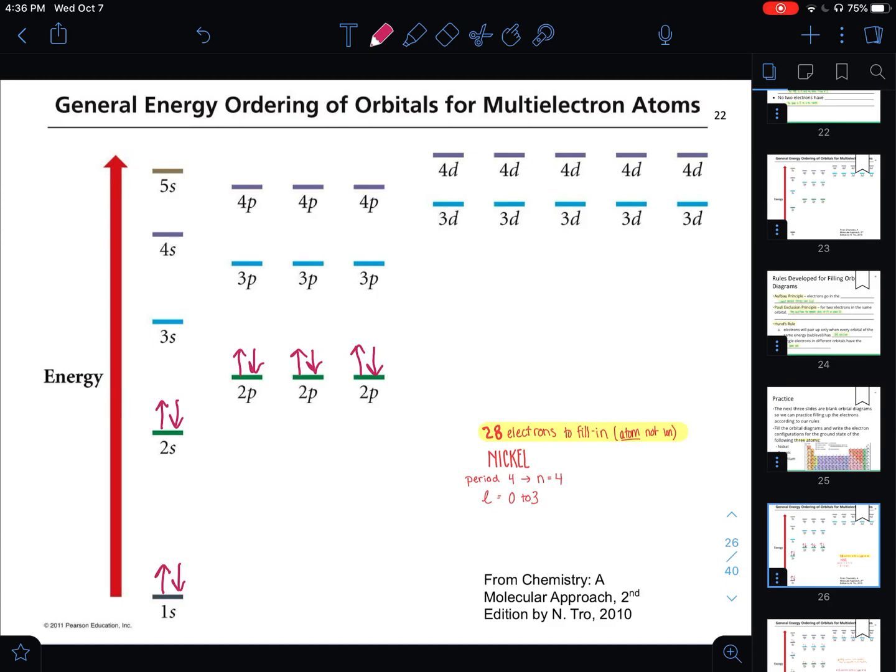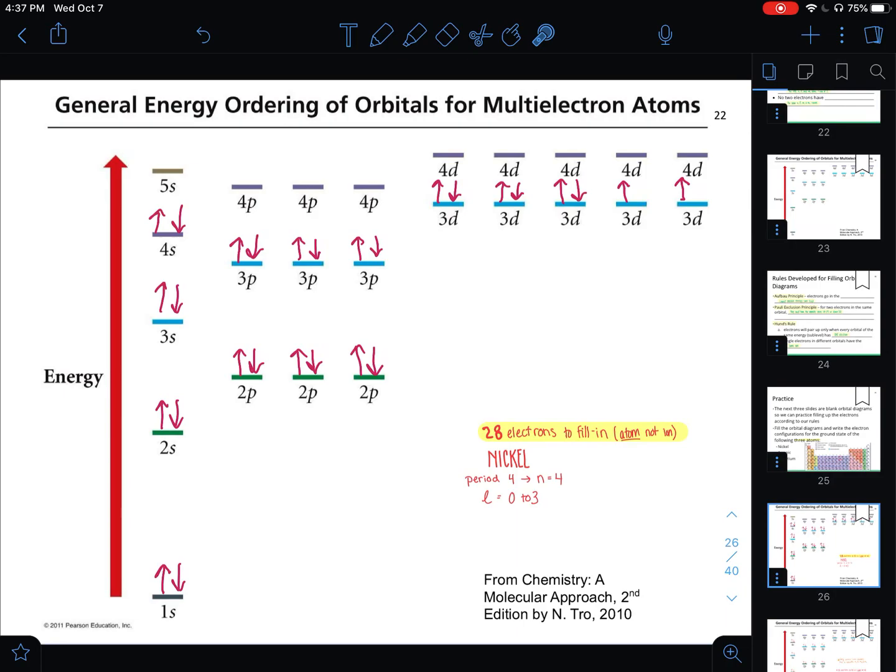Okay, I'm at 2, 4, 6, 8, 10 electrons, 11, 12, 14, 15, and so on up to 28. Oh, and that's it. All right, so here are all of the possible energy levels, sublevels, and orbitals that electrons within a nickel atom could live.